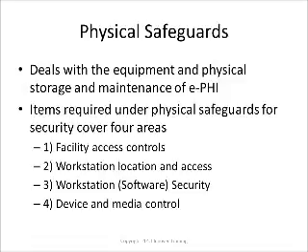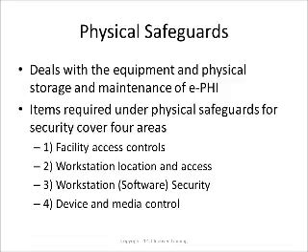So what are physical safeguards? This deals with the equipment and the physical storage and maintenance of electronic protected health information. Items required under the physical safeguards for security cover 4 areas. Number 1, facility access controls. Number 2, workstation location and access. Number 3, workstation security, in other words, software. And number 4, device and media control.